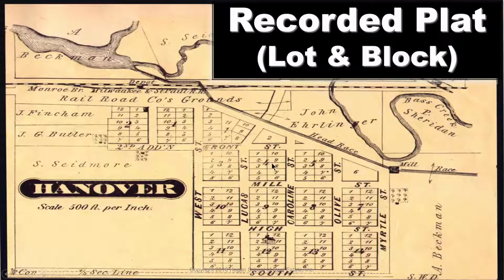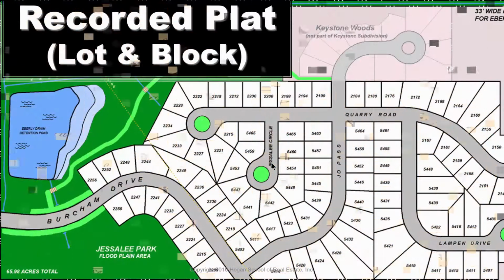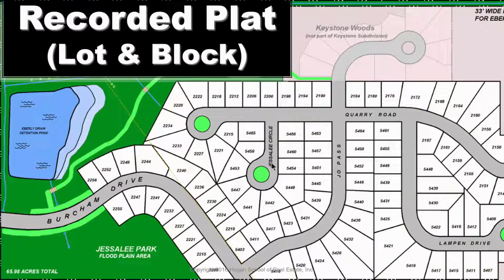Today's subdivisions look a little bit different. Today's subdivisions typically have winding streets and unusually shaped lots. But regardless, what we have with a lot and block description is a surveyor who's mapped this area. This map is then recorded, and from that point forward, all of the properties are described by their lot and or block number within the subdivision.